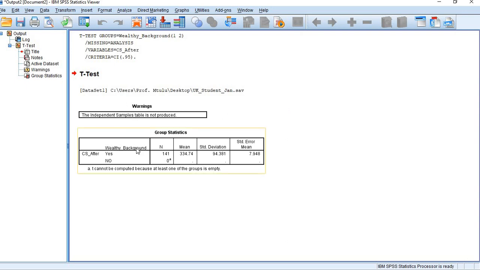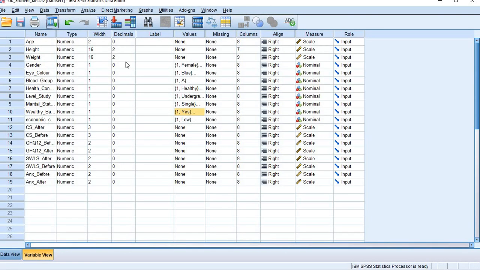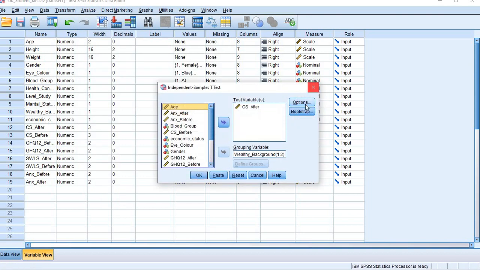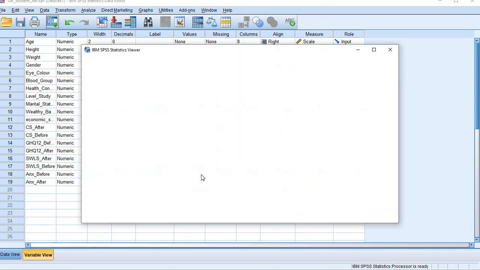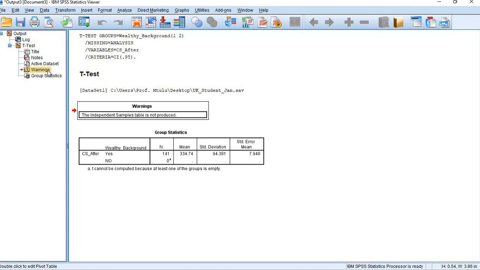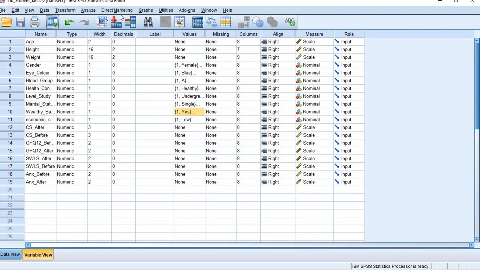Now we have our output. Do we have our output really? Why do we have the statistics alone? Okay, let me just check. Are you guys getting the output from your end? Okay, independent sample t-test, 1 and 2. Okay, options 95, everything is okay. I click OK. The independent sample table is not produced. Why is it not produced? There is a warning here. Are you guys getting the independent sample? From my side, at least one of the groups is empty. Did I not define my groups? Okay, let me just check that one more time.